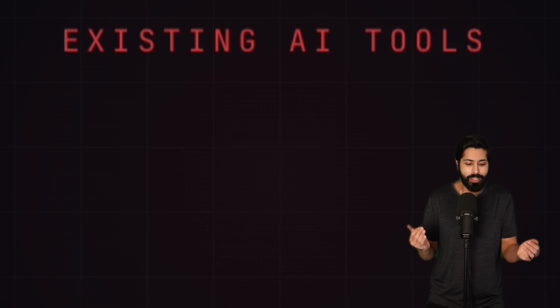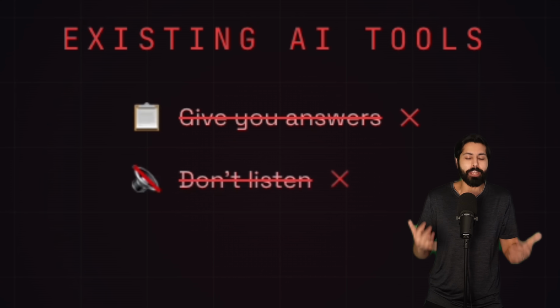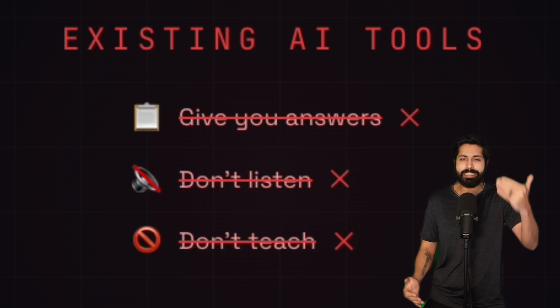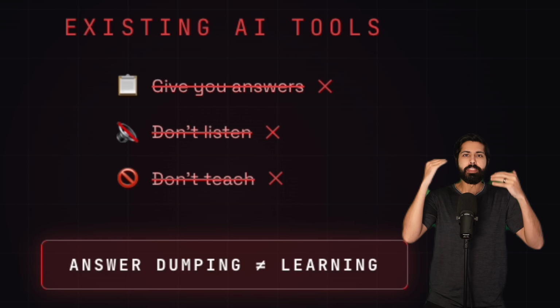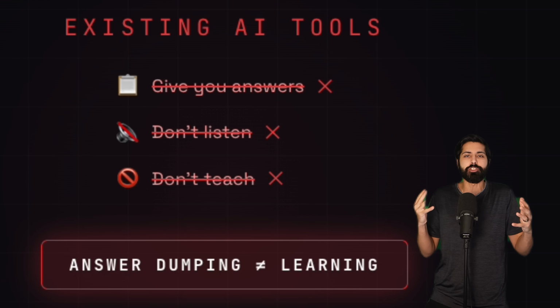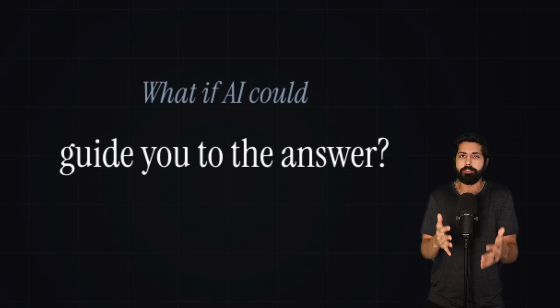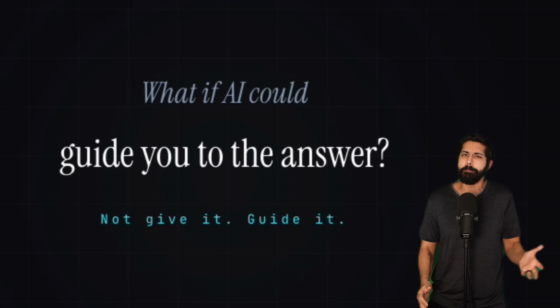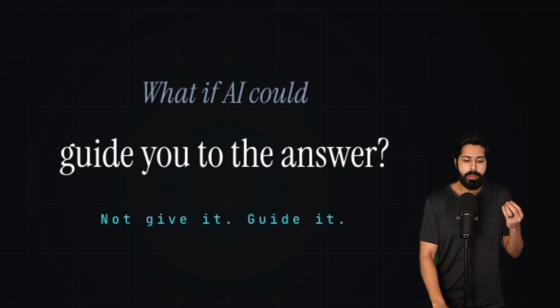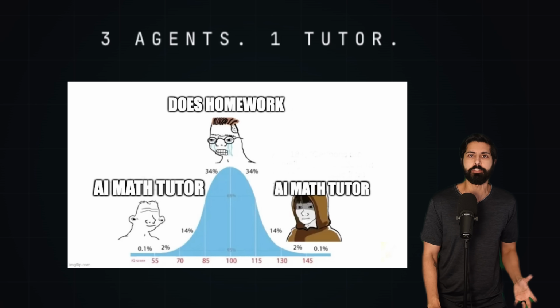Existing AI tools just give you the answers. They don't really teach you. They don't really listen to what you're saying, think about your reasoning, and not just give you an answer, but guide you to the answer. That's what an AI tutor should do, and none really do that. So that's why I built this, because I'm trying to learn math as fast as I possibly can.